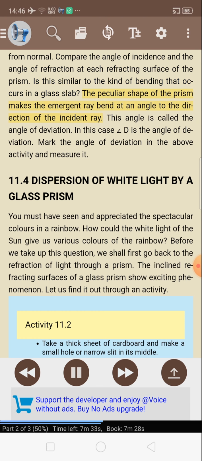The peculiar shape of the prism makes the emergent ray bend at an angle to the direction of the incident ray. This angle is called the angle of deviation. In this case, D is the angle of deviation. Mark the angle of deviation in the above activity and measure it.